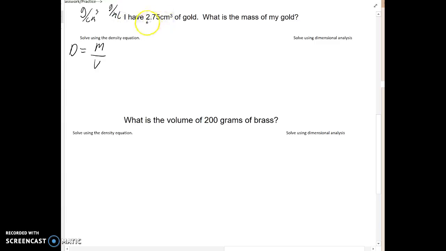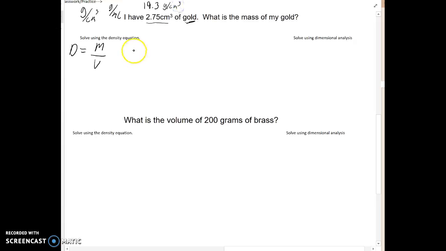So I have 2.75 centimeters cubed of gold. That's my volume. Again, we must recognize centimeters cubed or milliliters or liters. That is a unit of volume, so I can plug that in for V. The other thing that I'm going to need is the density of gold. I'm going to go to my reference, look it up, and gold has a density of 19.3 grams per centimeter cubed. So I can just plug that in.